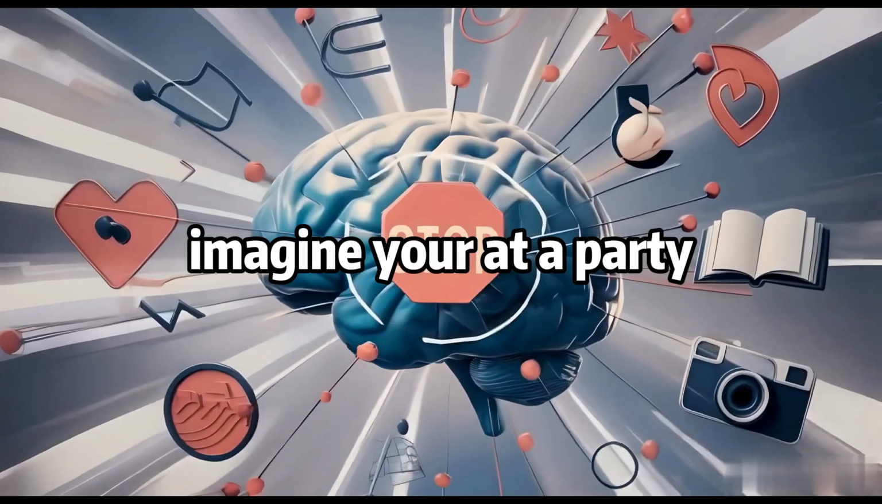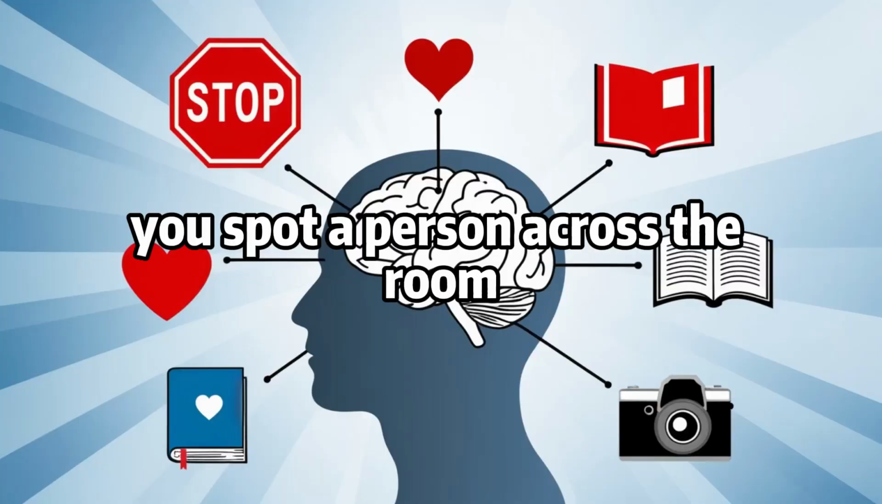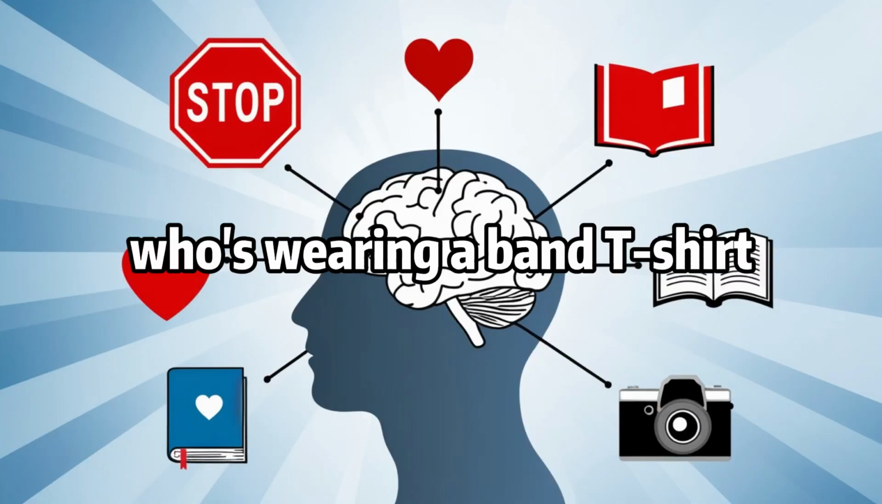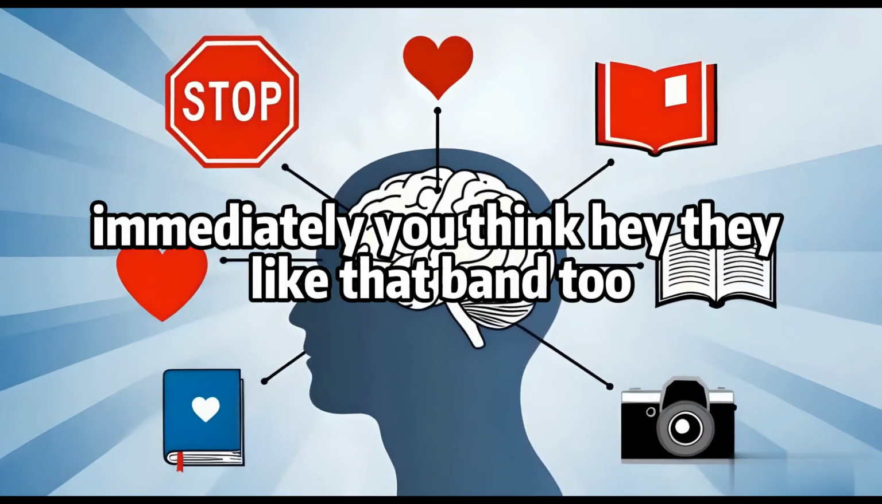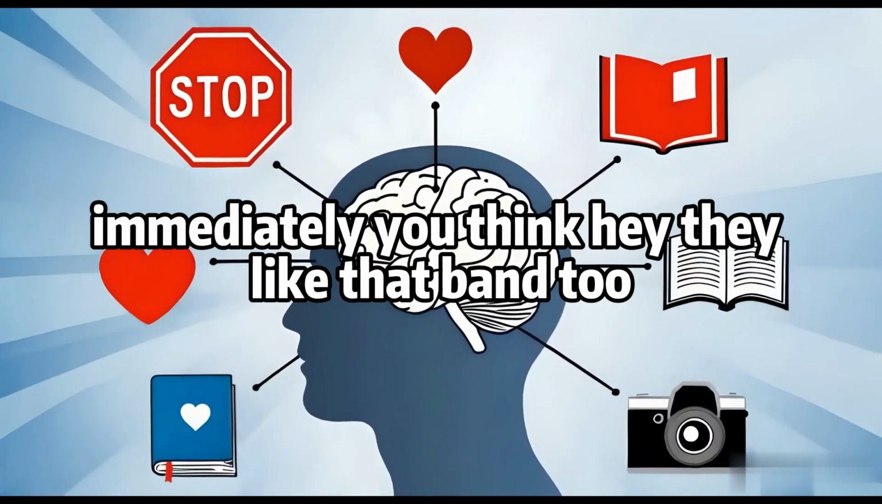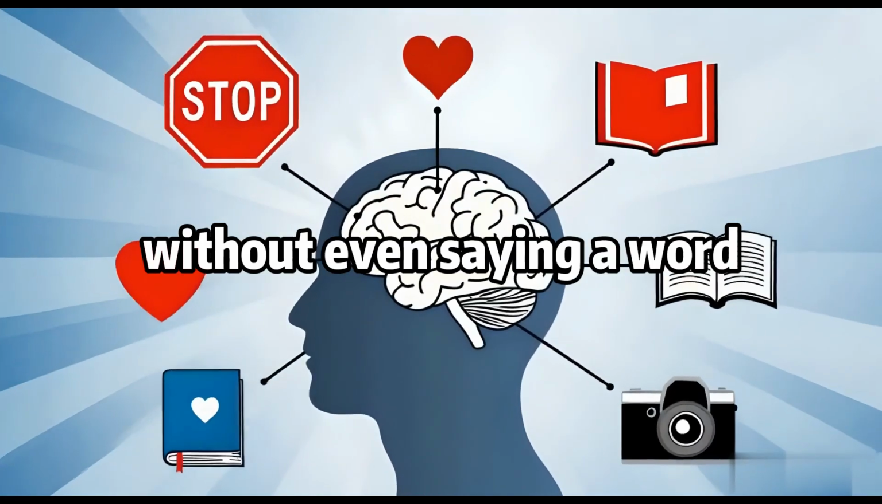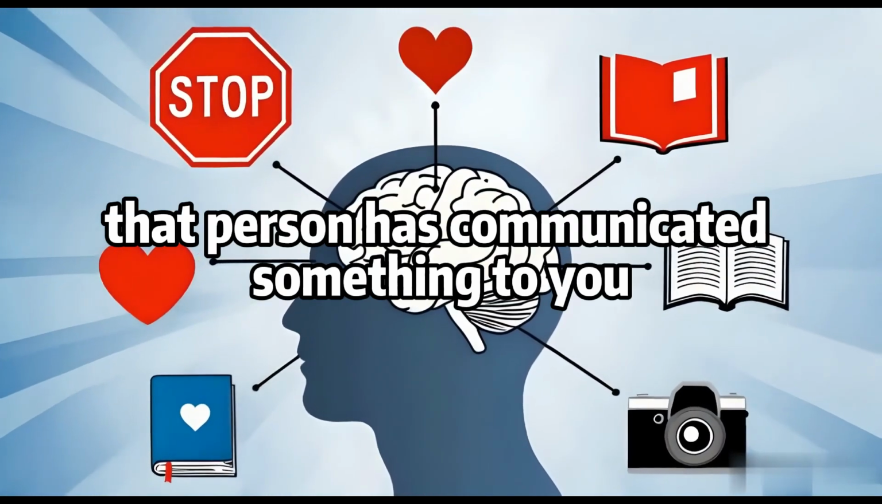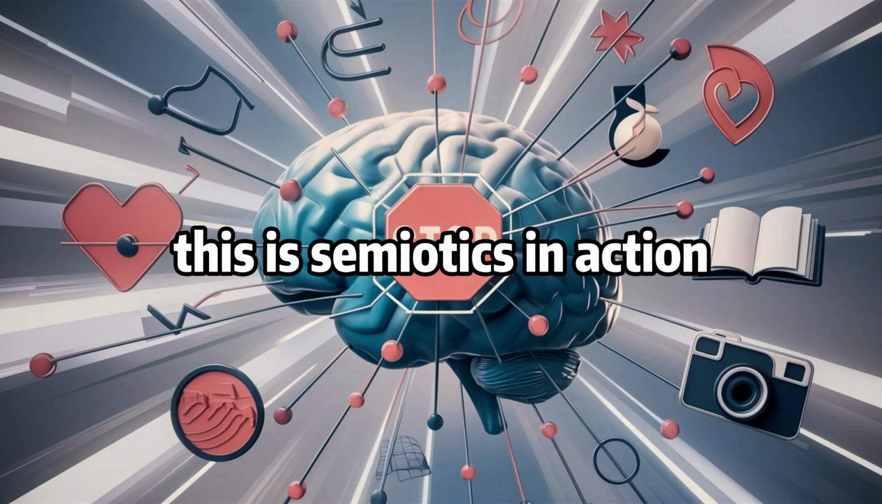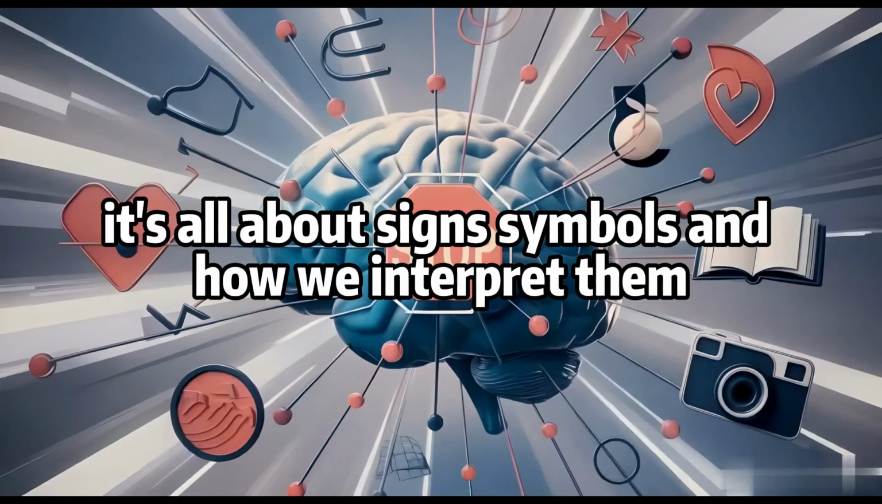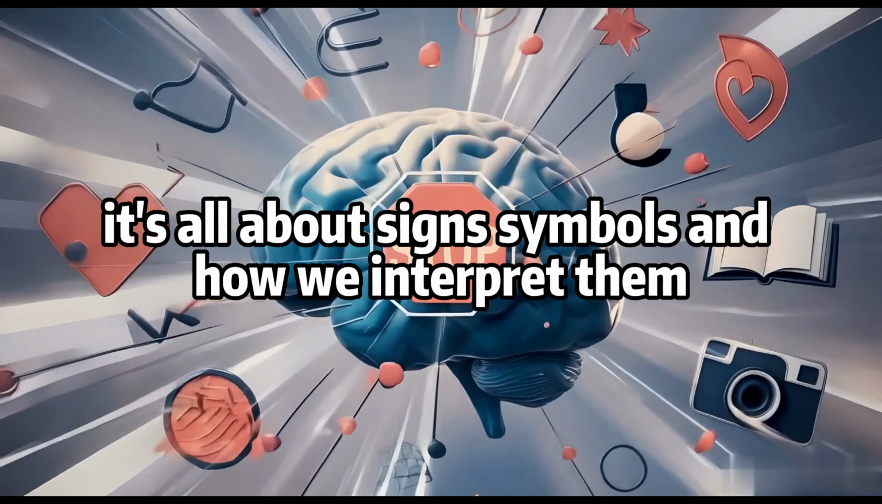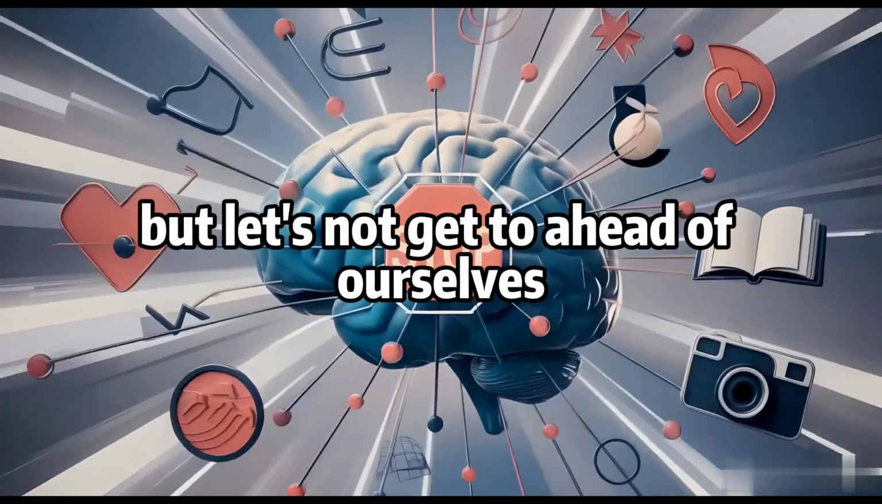Imagine you're at a party. You spot a person across the room who's wearing a band t-shirt. Immediately, you think, hey, they like that band too. Without even saying a word, that person has communicated something to you. This is semiotics in action. It's all about signs, symbols, and how we interpret them. But let's not get too ahead of ourselves.